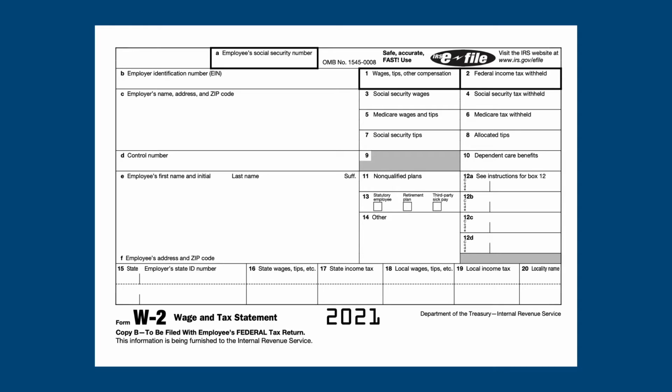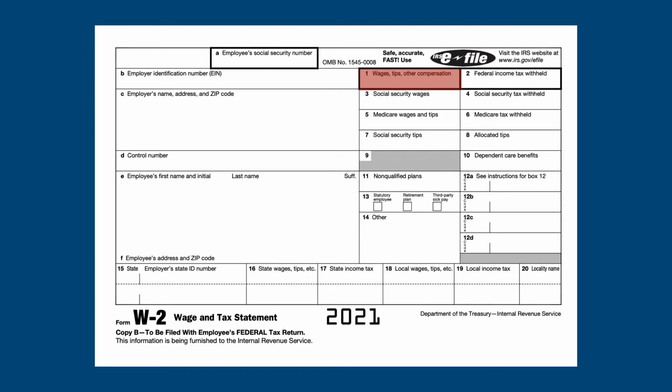The lettered boxes are pretty self-explanatory. They're both your and your employer's information. The Social Security number and the employer identification number in this section allow the IRS to cross-reference the figures on the W-2 to match the figures on your tax return. It seems like the numbered boxes should be self-explanatory as well, but are they?